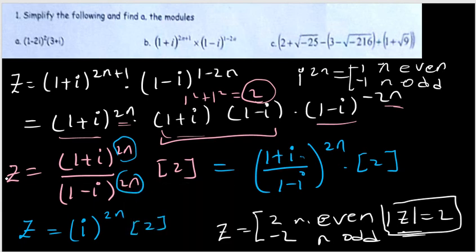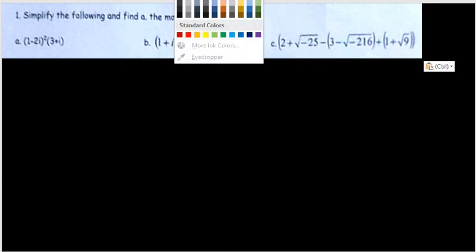Let us go to the next question. The next one: what we have here is 2 plus square root of negative 25, minus, there is a bracket here, again another bracket, 3 minus square root of negative 216, it is 6 here, and this is square root of negative 25.